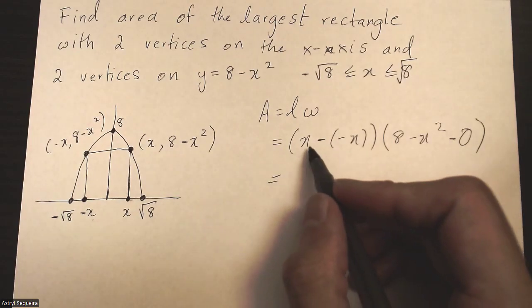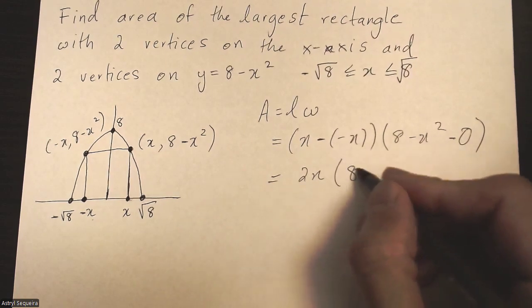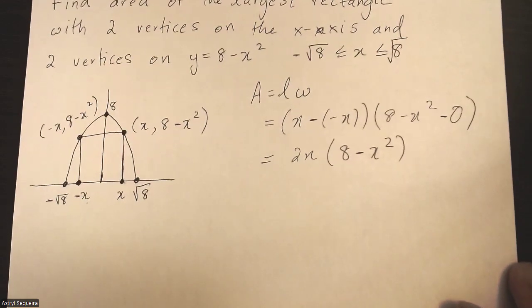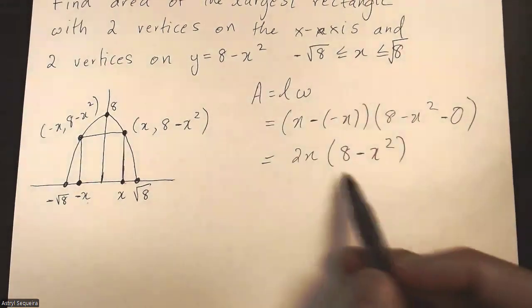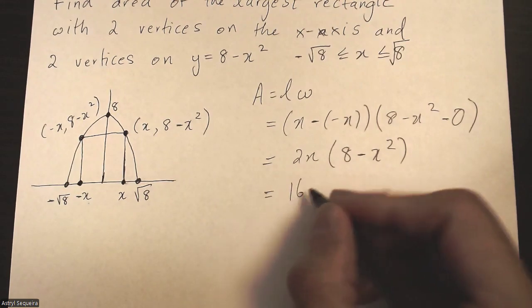You can simplify this equation, x minus negative x, that's just 2x. I simplify that, it's just 8 minus x squared. And now we have an area equation with one variable. We just have to derive it. I'm going to actually expand it first.